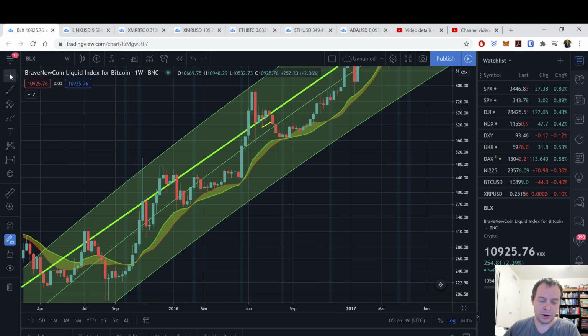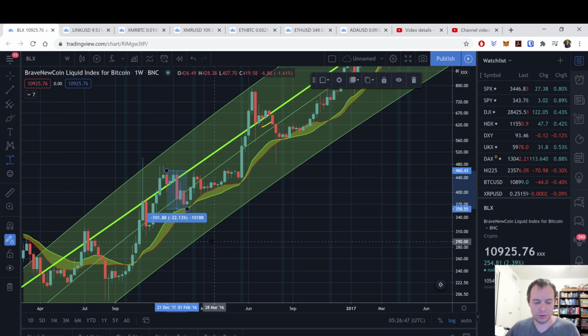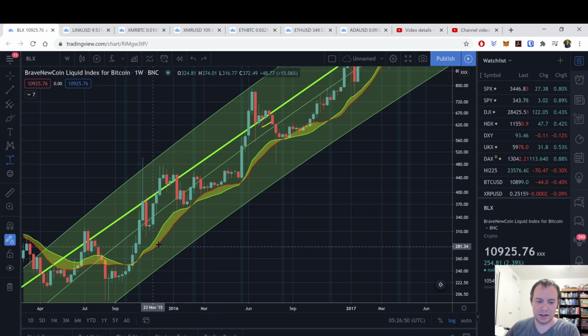So in the last market cycle, we remember this massive breakout, which ultimately led us back to the 20-week moving average, a 20% drop to the 20-week. Now, the red line here is the 20-week moving average. The green line is the 21-week EMA. So red line, SMA, green line, EMA.